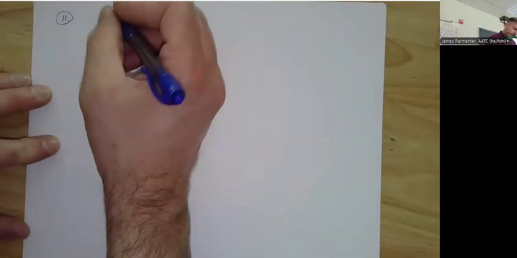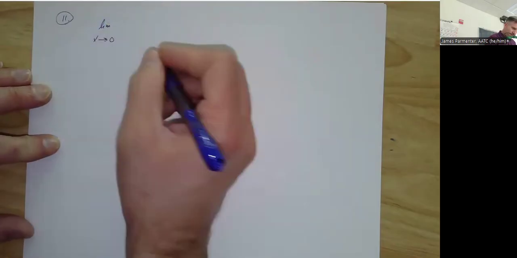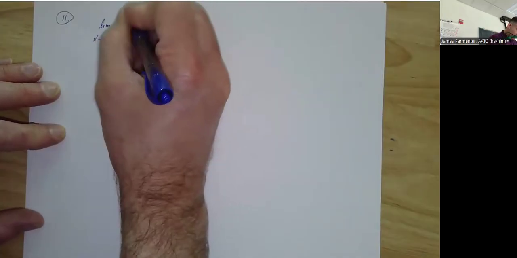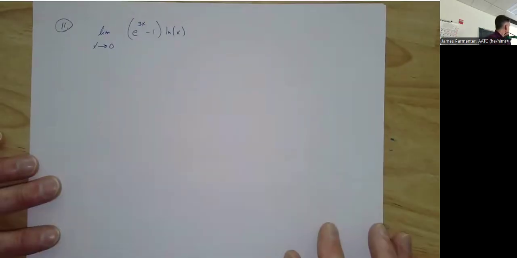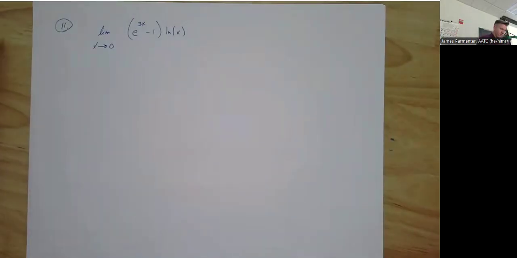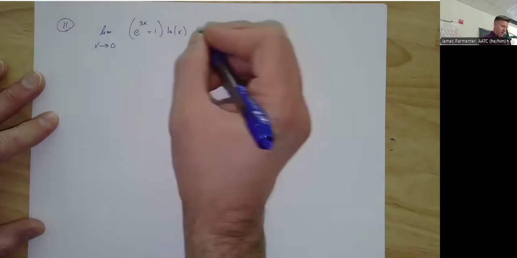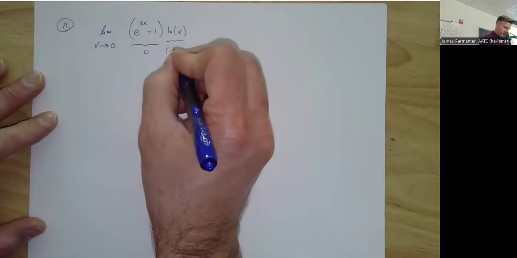How about the limit as x approaches 0 of e to the 3x minus 1 times the natural log of x? Seems terrible. But it's still the same sort of format. If you plugged in 0, you'd have e to the 0, which is 1 minus 1. So you have a 0 times a negative infinity.